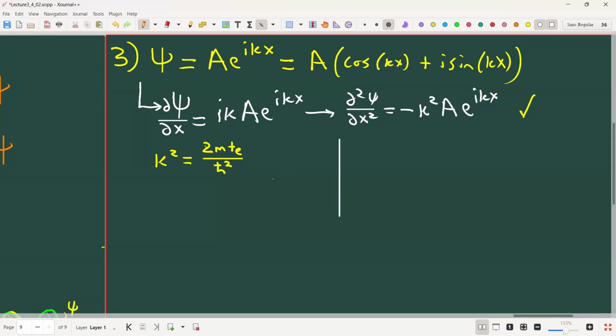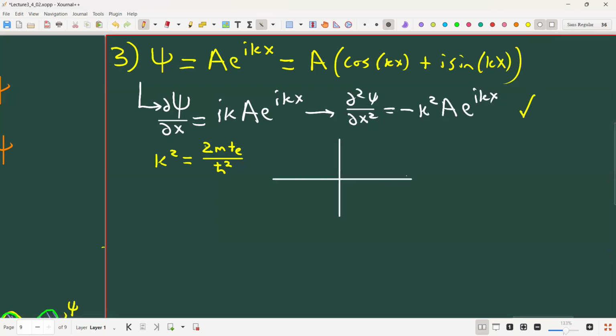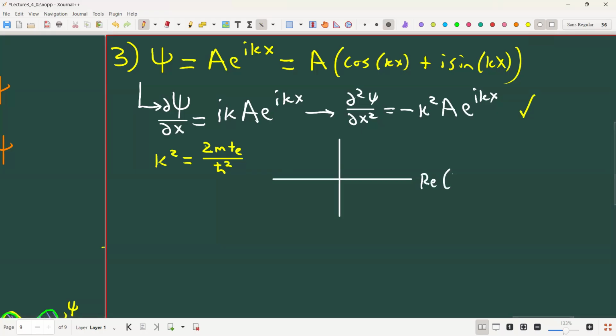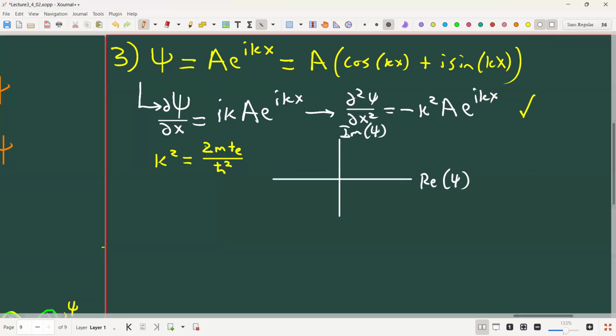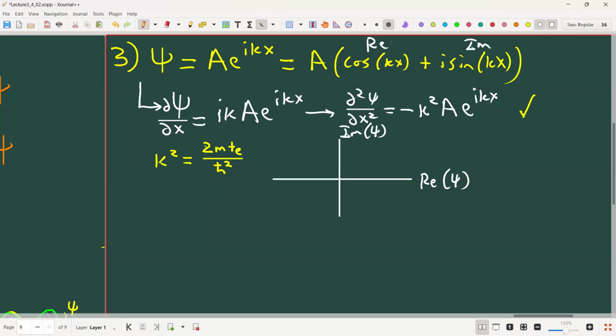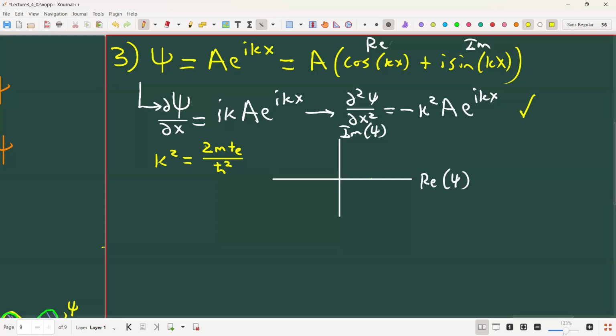So we have a two-dimensional graph now where we have the real part of psi and the imaginary part of psi. Remember, the real part is the longitudinal part, and this is the imaginary part, the component on the i. And then we're going to track this as a function of x. You just form a circle. We saw this last class. As x increases, this goes around in a circle.